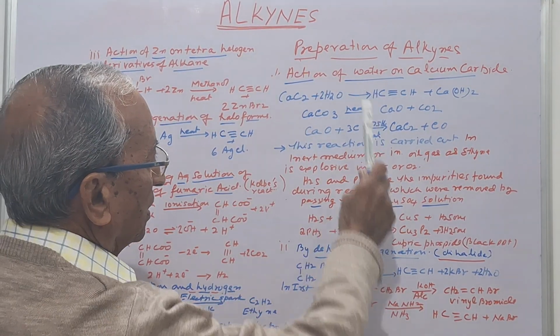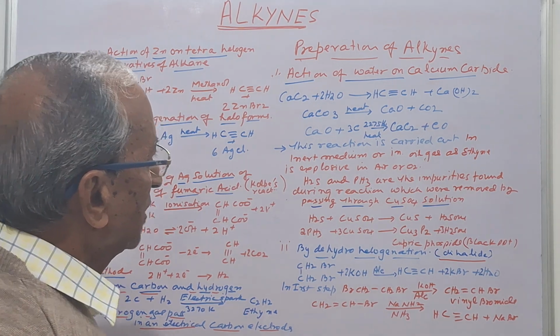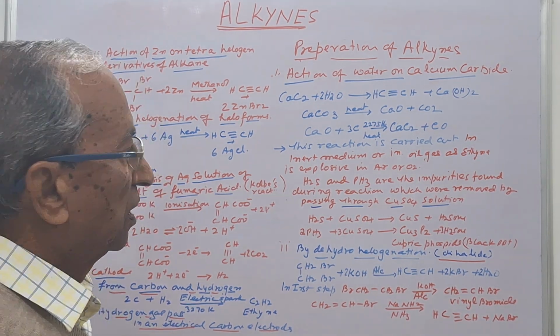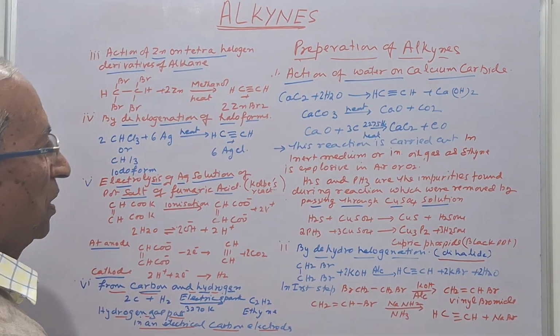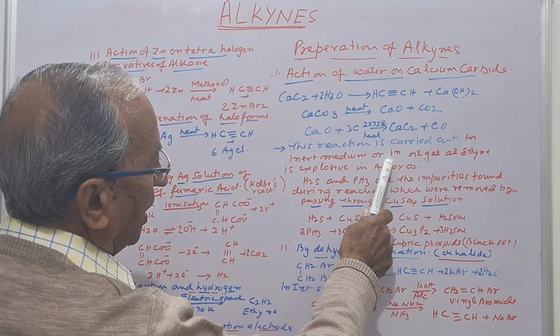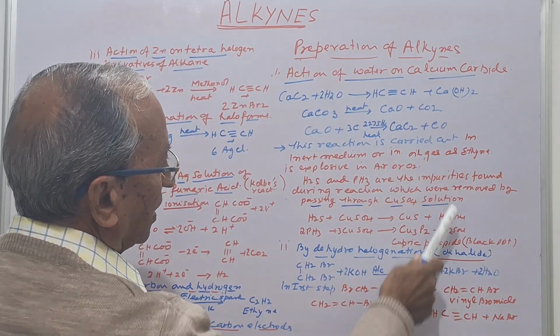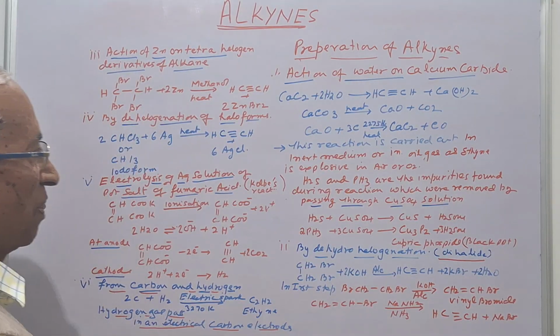Now this ethyne, that is acetylene, is explosive in nature when it comes in contact with air or oxygen. So this reaction is carried out in an inert medium or in an oil gas medium, as ethyne is explosive in air or oxygen.